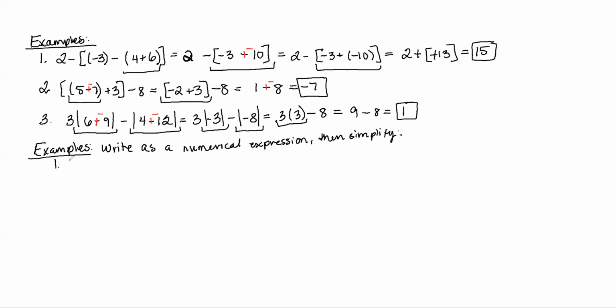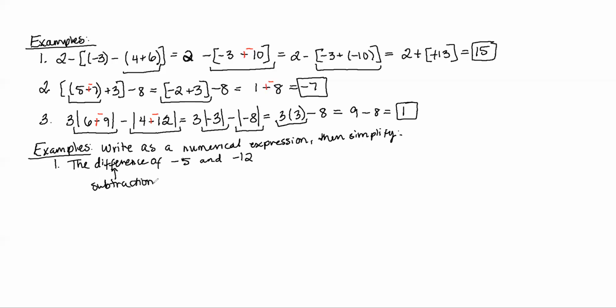Number 1, find the difference of negative 5 and negative 12. Difference means subtraction. Whenever you see the word difference, you're just going to go in the order that you see them. We're not subtracting something from something else, so we don't have to worry about flipping it around.